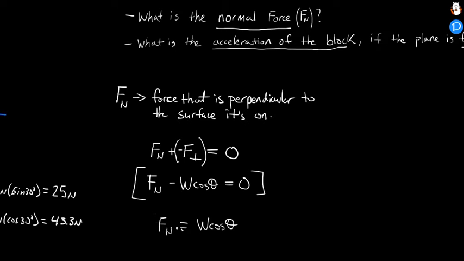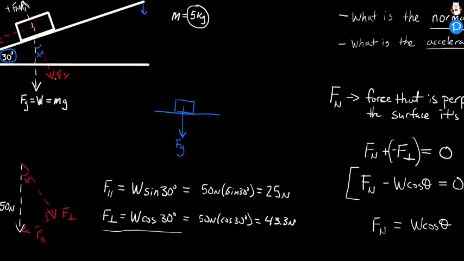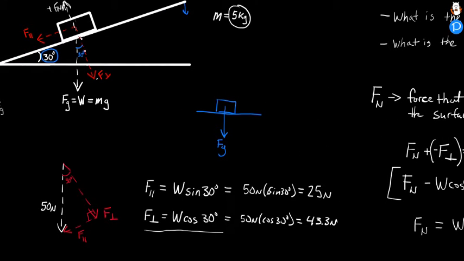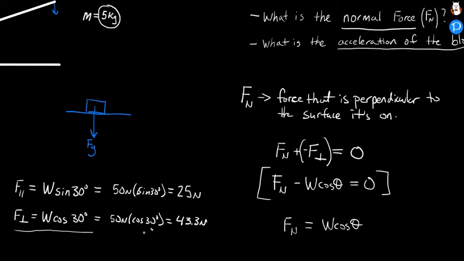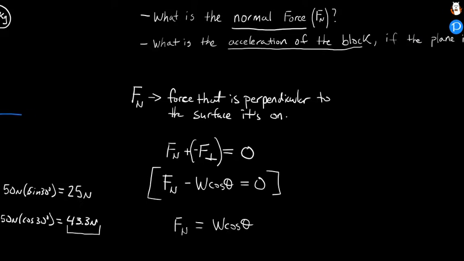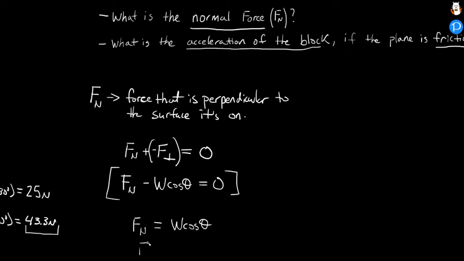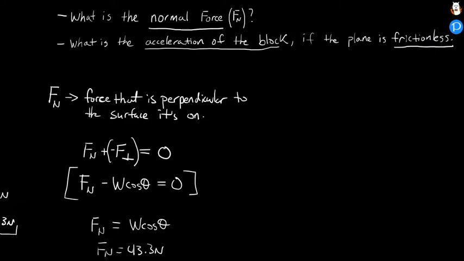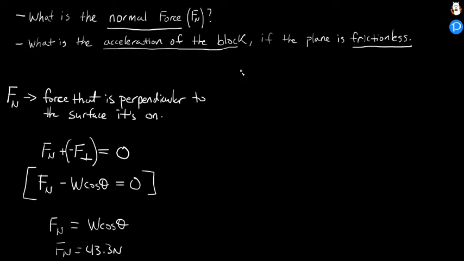Basically, that's the long way of saying that our normal force is going to be equal to whatever this perpendicular component is, just in the opposite direction. And so the magnitude of that force is going to be the same as the magnitude of this one, 43.3 newtons. So our normal force is also 43.3 newtons.